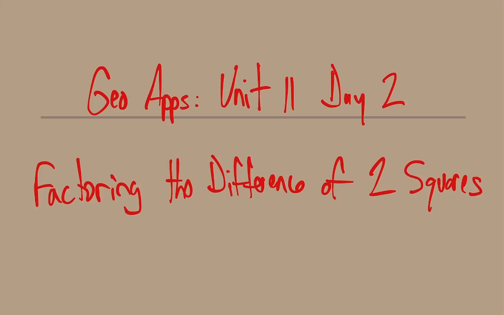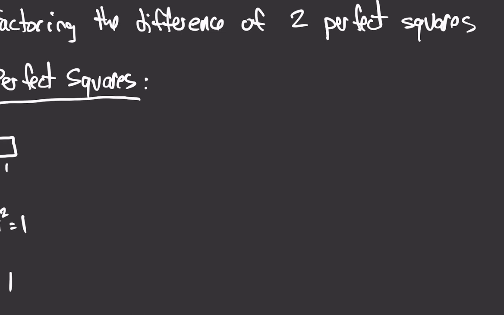Hey guys, welcome back. Today we're going to talk about Unit 11, Day 2, factoring the difference of two squares. Before we get into the actual factoring part, we want to review what a perfect square is. And a perfect square simply comes from making squares.